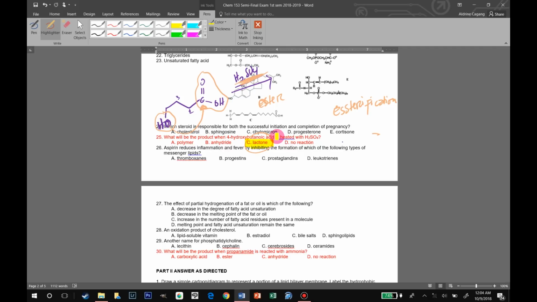So letter A, polymer, is not the correct answer. Letter B, anhydride, is not going to be correct. And letter D is not correct. For this one, you're going to expect a reaction.